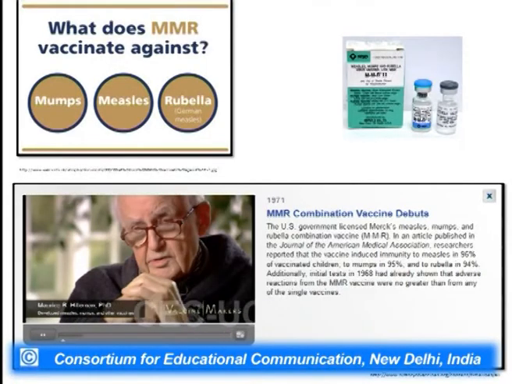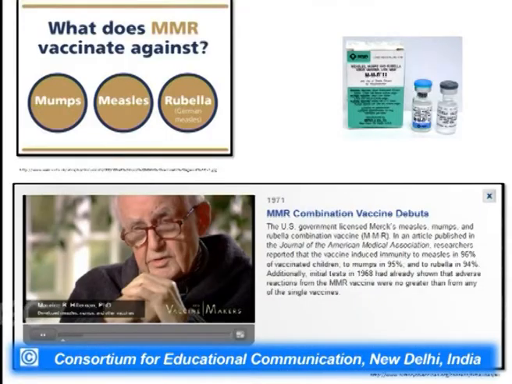Now after that a new vaccine came up, which is called MMR. Still kids are given MMR. The MMR stands for mumps, measles, rubella vaccine. So it is a combination vaccine. Now the MMR combination vaccine came up in 1971. Of course, it was due to the efforts of Hilleman again. The US government licensed Merck's measles, mumps and rubella, that is, MMR combination vaccine in 1971.